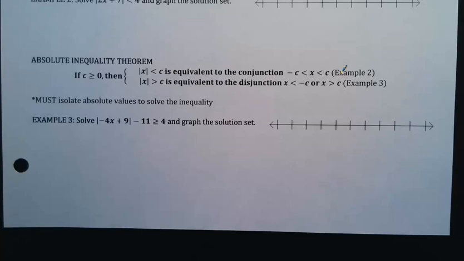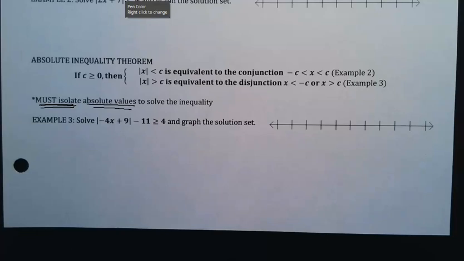And if the absolute value of x is greater than c, that is equivalent to the disjunction x is less than negative c or x is greater than c. That's going to be example 3 that we do. Okay, so we've already talked about this at the beginning when I talked about a conjunction and which one's a disjunction. Same things. But you must isolate the absolute values to solve the inequality. You have to get them by themselves. This example 3 is the first problem we've had where we need to do this. So it's one of those you need to remember as well.